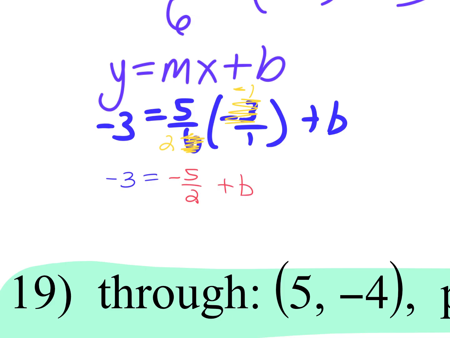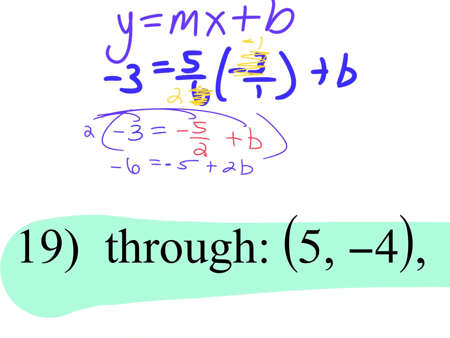But I don't like those fractions. I don't want to deal with them. So what am I going to multiply the entire thing by? 2. So 2 times negative 3 is negative 6. 2 here just becomes negative 5 plus 2b.